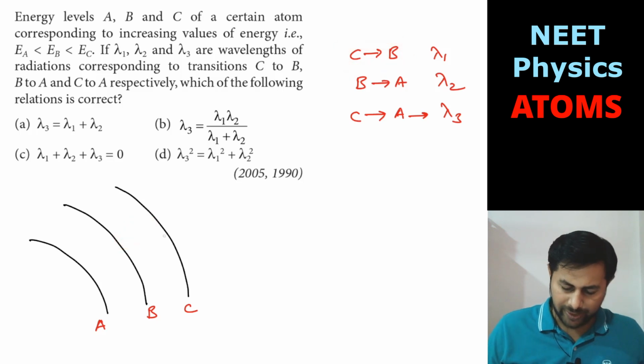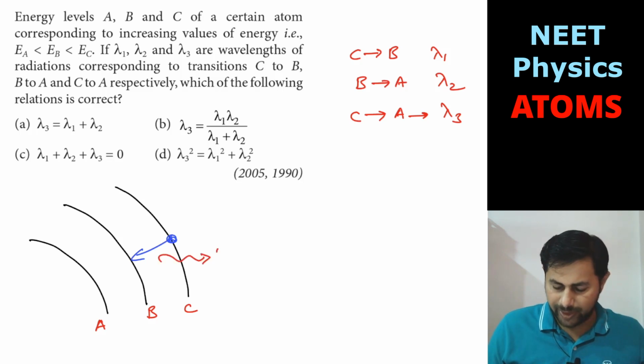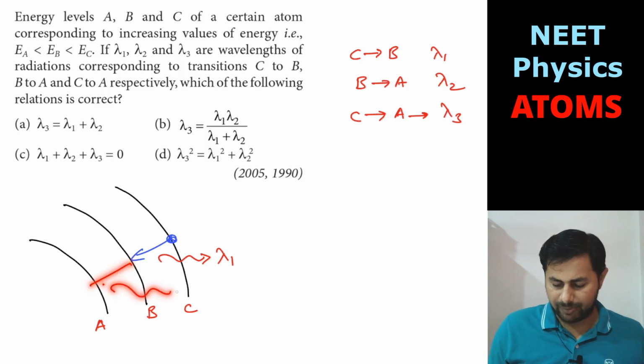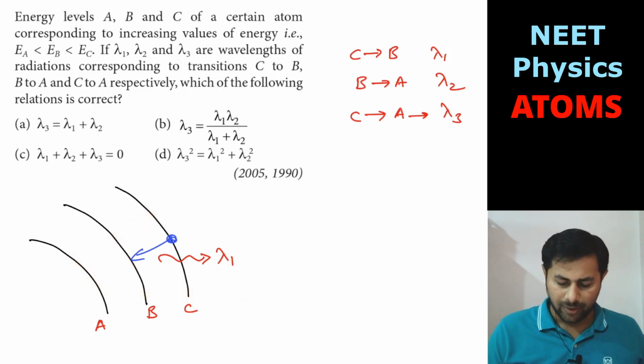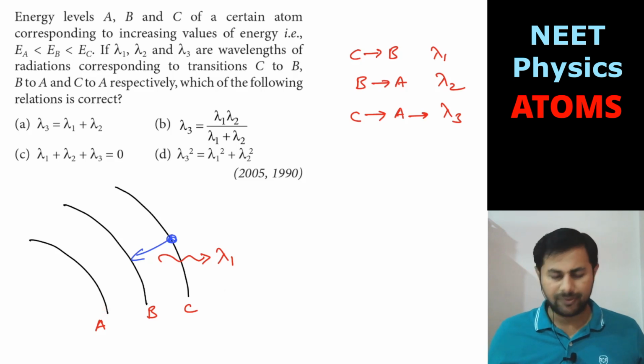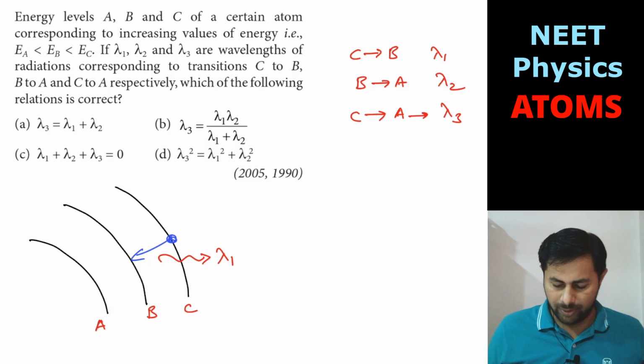When the electron jumps from here to here, the wavelength of the emitted photon would be lambda 1. That's given. When it jumps from here to here, it is lambda 2, and when it jumps from here to here, it's lambda 3. That's given. So the relation between lambda 1, lambda 2, lambda 3 is very simple.